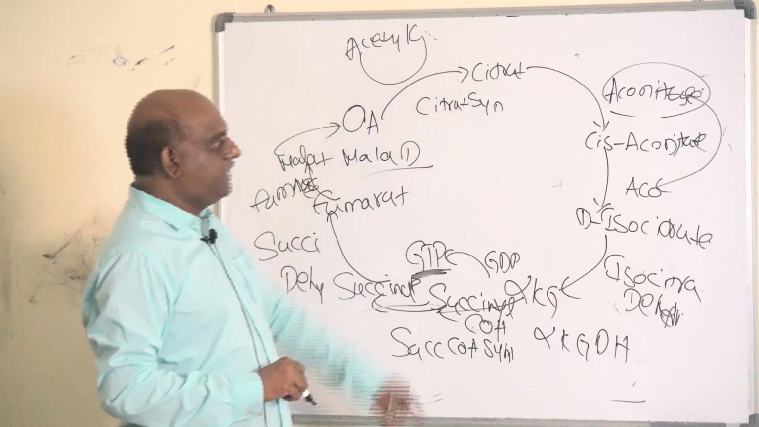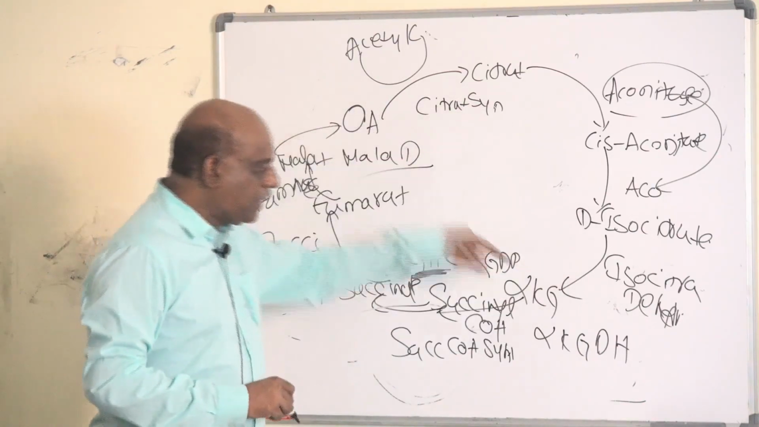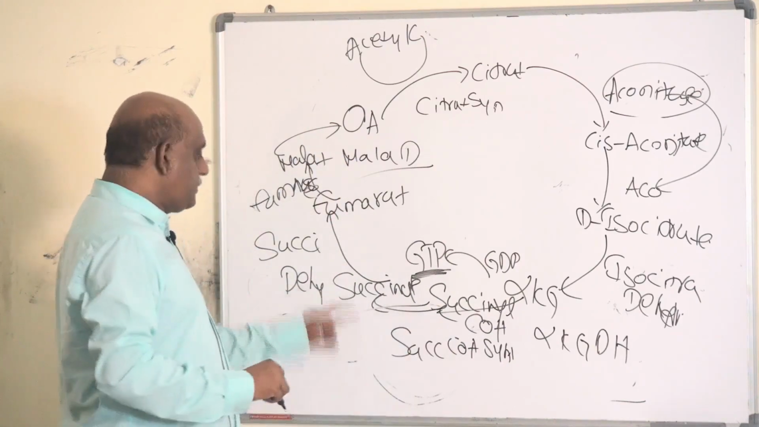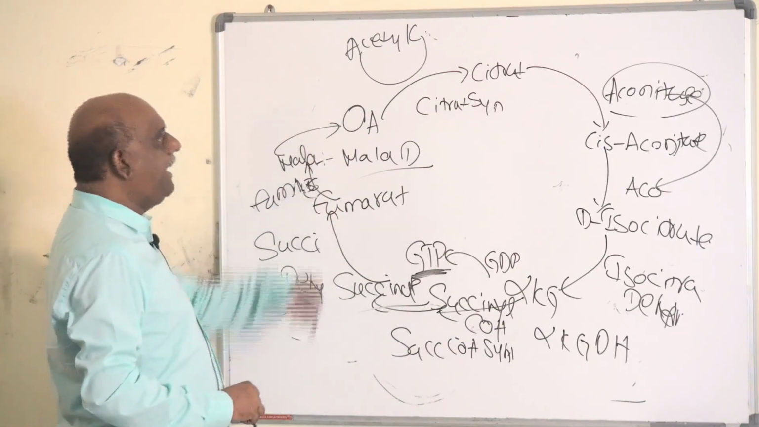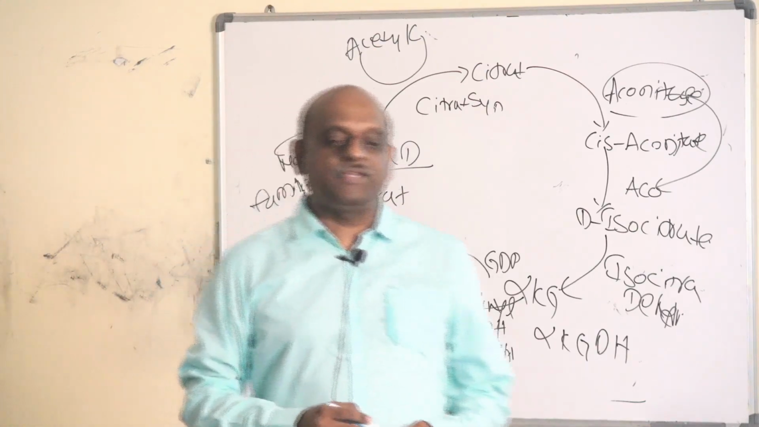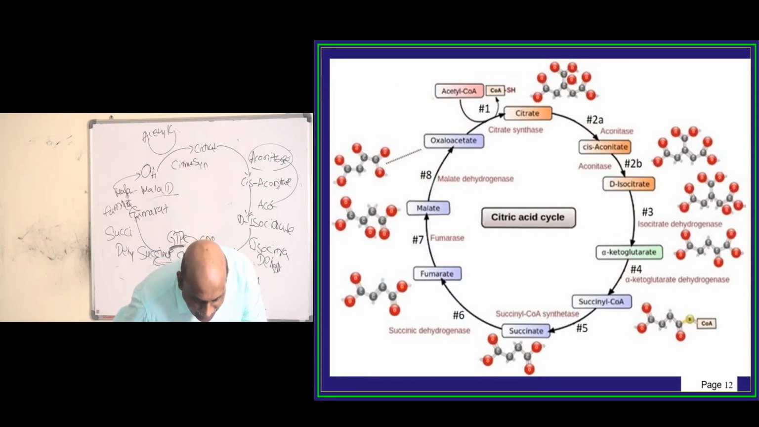So, oxaloacetate to citrate, citrate to cis-aconitate, cis-aconitate to isocitrate, isocitrate to alpha ketoglutarate to succinyl-CoA to succinate to fumarate to malate to oxaloacetate. Like a parrot, you should be able to rattle this out in tomorrow's exam.